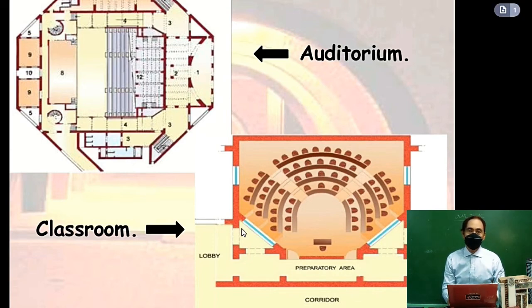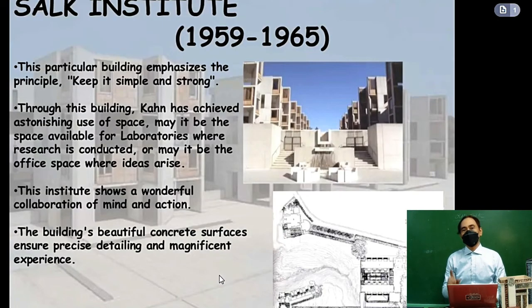Notice, guys, he uses semicircle arrangement, and here an octagonal plan. The Salk Institute, 1959. This particular building emphasizes the principle: keep it simple and strong.